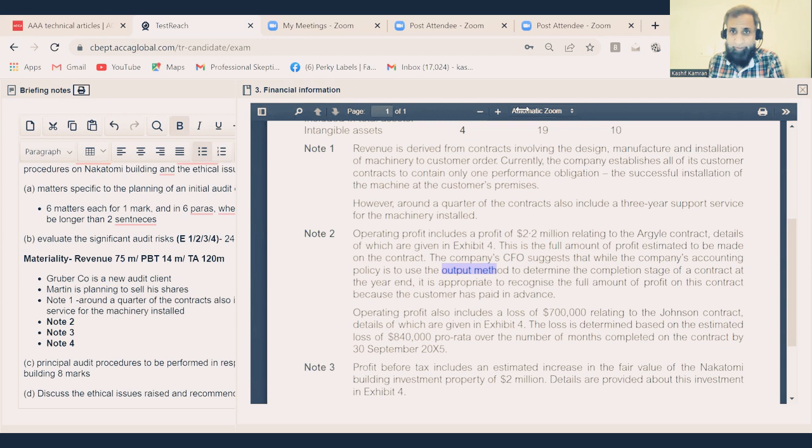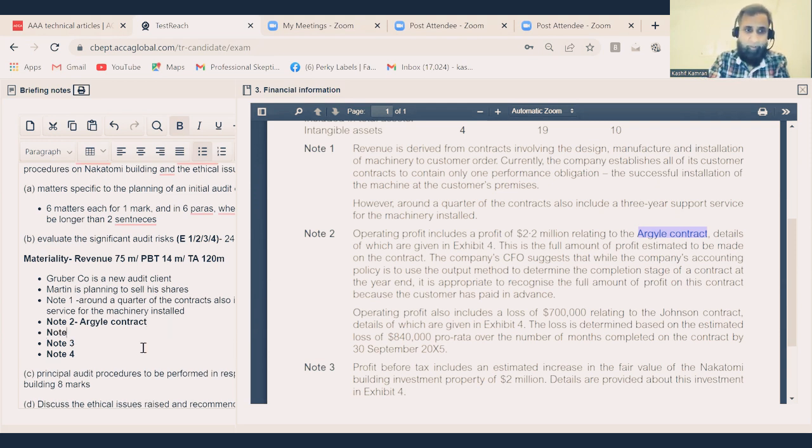In note number 2, there is a risk known as the Argyle contract. We'll see exhibit number 4 for the details. But the Argyle contract looks like a specific risk. Another risk in note number 2: operating profit also includes a loss of $700,000 relating to the Johnson contract. So there was an Argyle contract and there is now a Johnson contract.